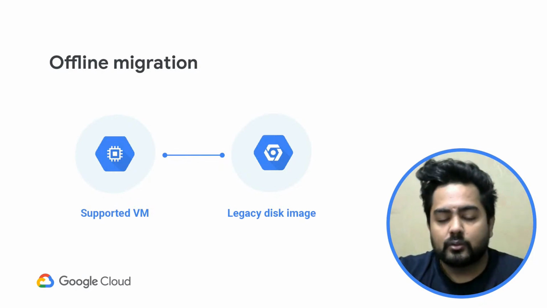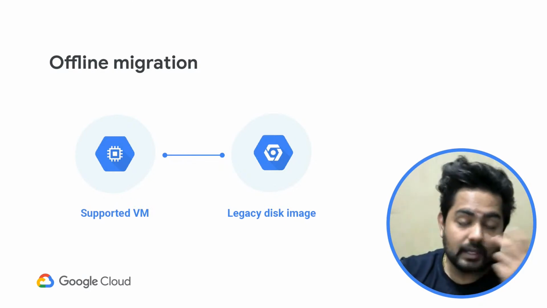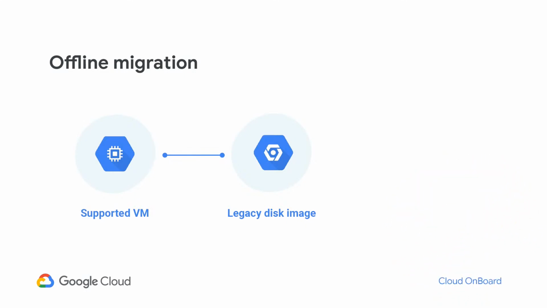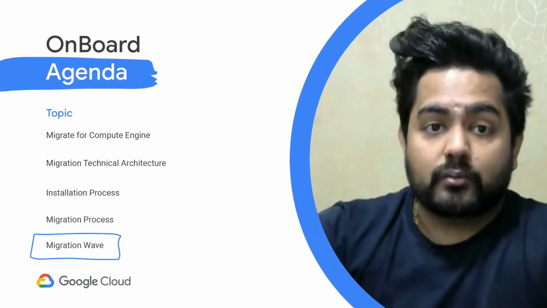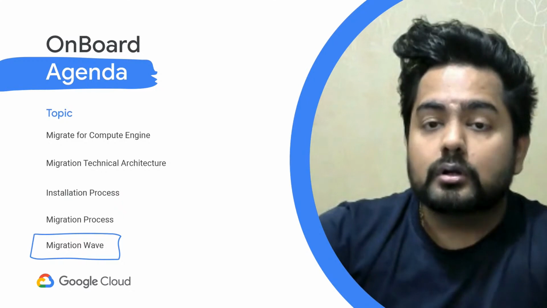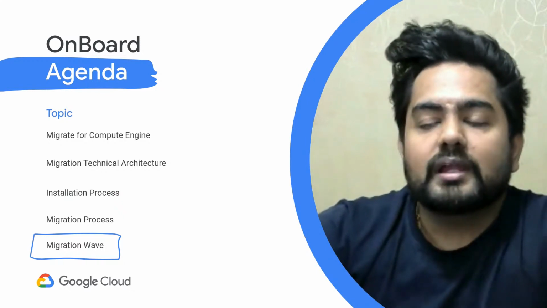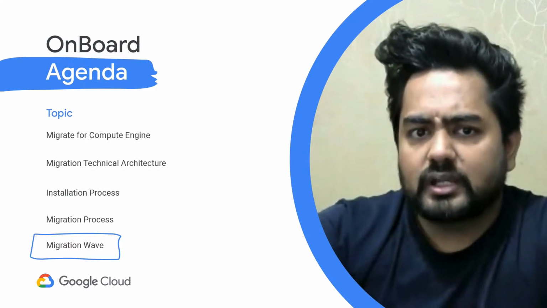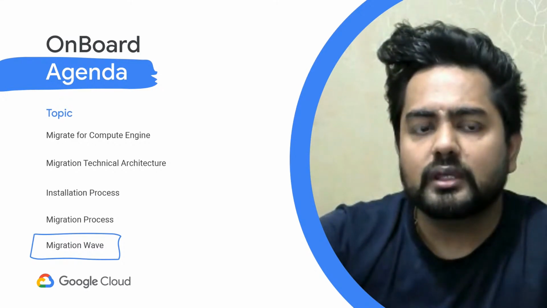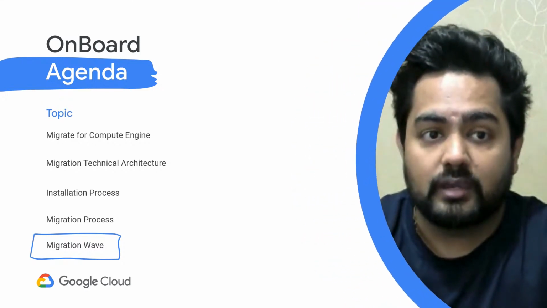So you can migrate the storage, run a machine, attach the storage, and then retrieve the data from that part. So finally, we come to migration wave. You will now learn how to migrate more than one virtual machine at a time. Then we use a feature called migration wave.